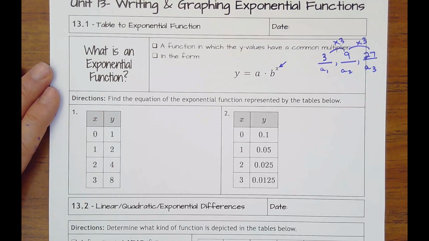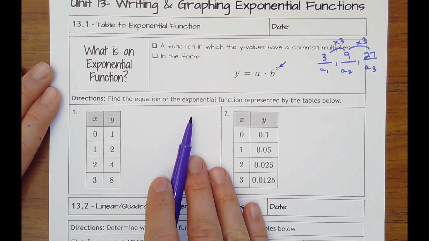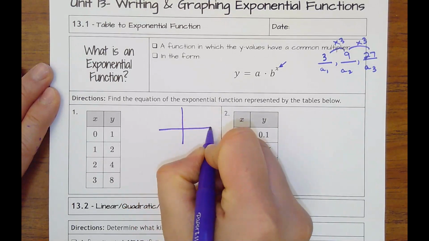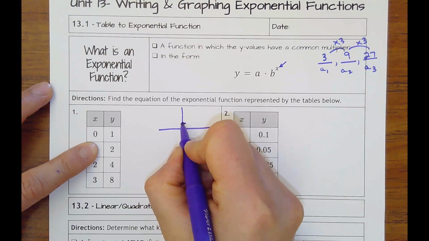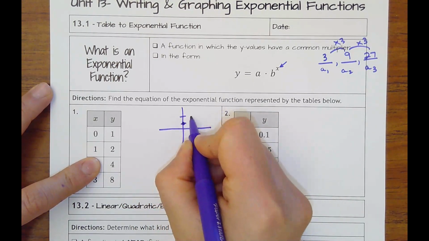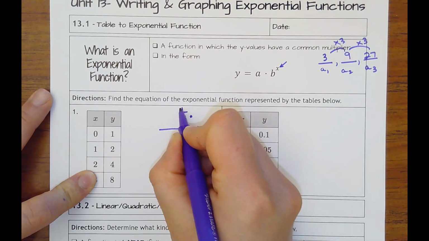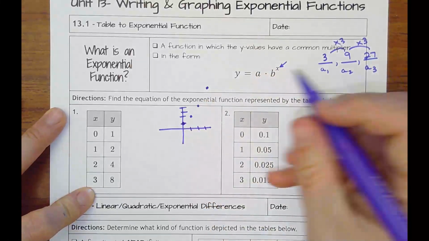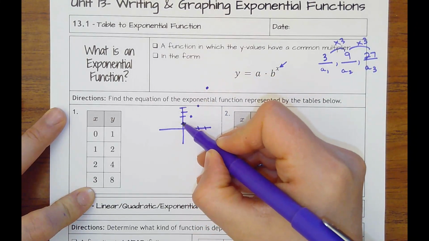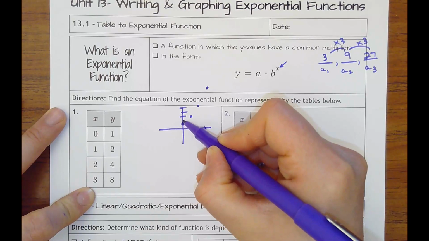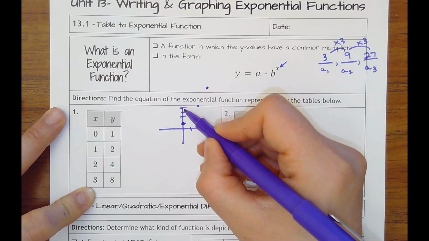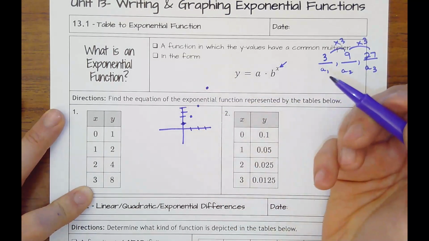So our job in this first section is simply to take a table and write an equation of the exponential function that's represented. If I were to graph these points, I have a point at 0, 1, then 1, 2, then 2, 4, then 3, 8. So what's happening here is the vertical distance between the first 2 points is 1, then it doubles and it goes up 2, and then from 4 to 8, it doubles again, and that's a difference of 4.